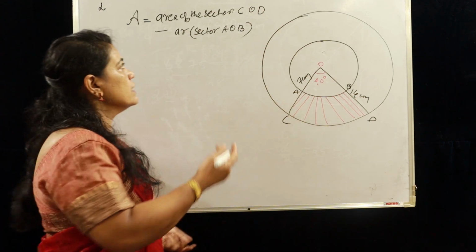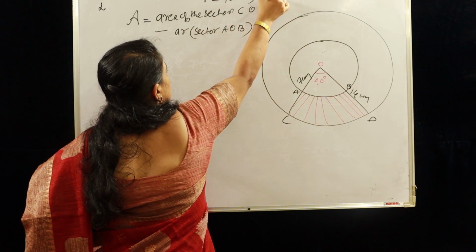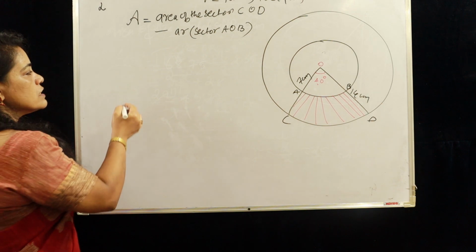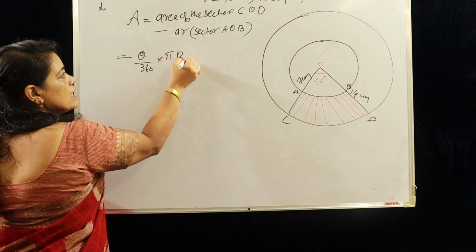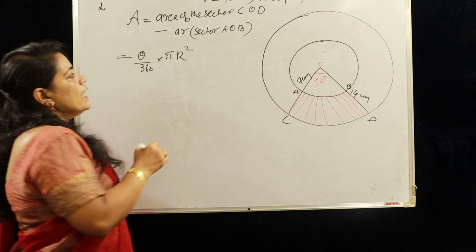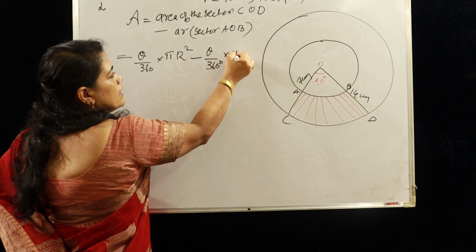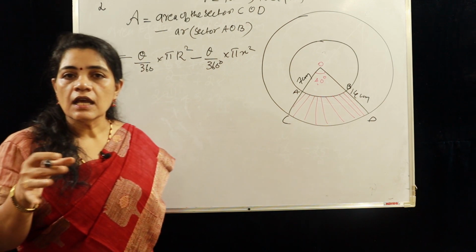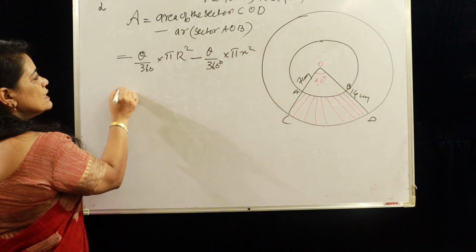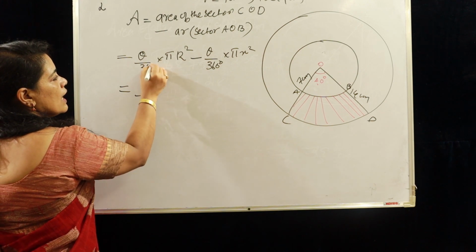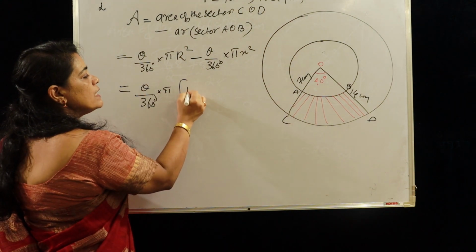Both radii are given: small r, the radius of the inner circle, is 7 centimeter, and capital R is equal to 14 centimeter. So we substitute into the formula: theta by 360 into pi capital R square, the area of the outer sector, minus theta by 360 degree into pi small r square. From both terms, theta by 360 into pi is common and can be taken outside, leaving capital R square minus small r square.